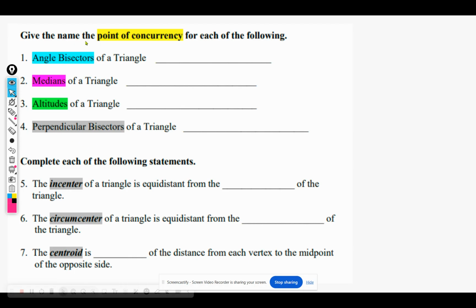All right. So for the next couple of questions, you're going to do this on your own, thinking about all the information I gave you, and write down the names of the points of concurrency, and then fill in the blank statements here. Let's do that together. The incenter of a triangle is equidistant from the blank of the triangle. It's always going to be equidistant from the sides. The incenter of a triangle is equidistant from the sides of the triangle.